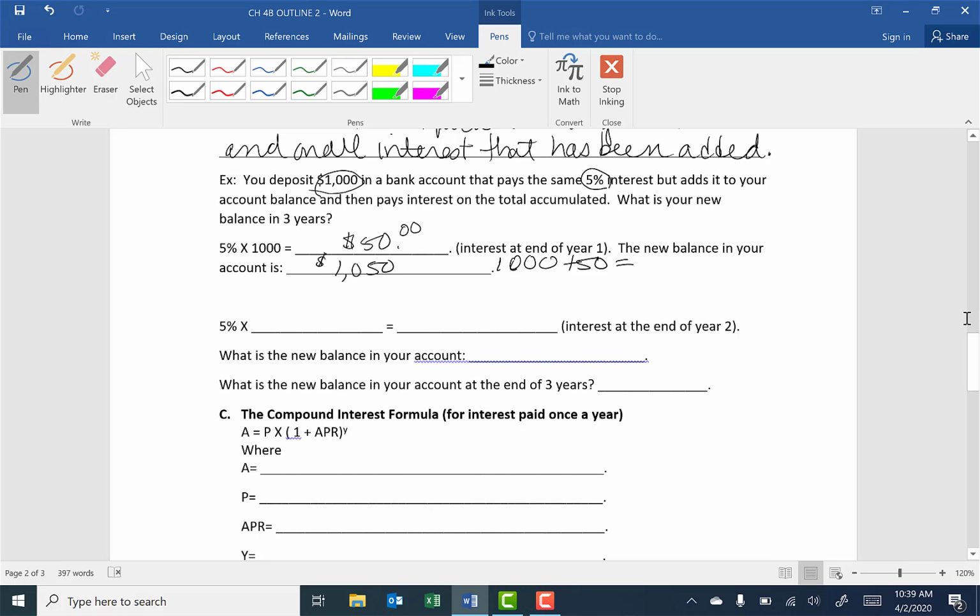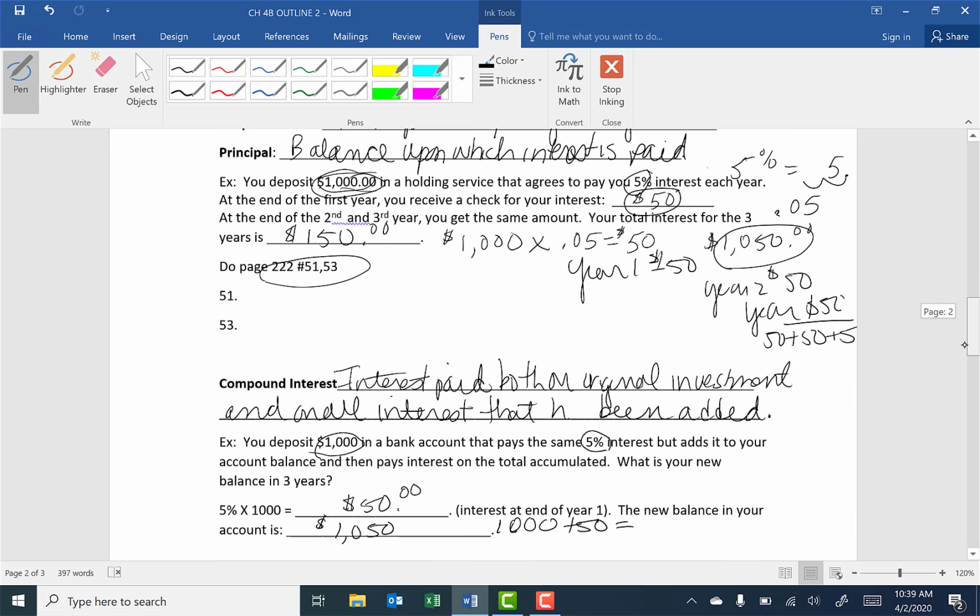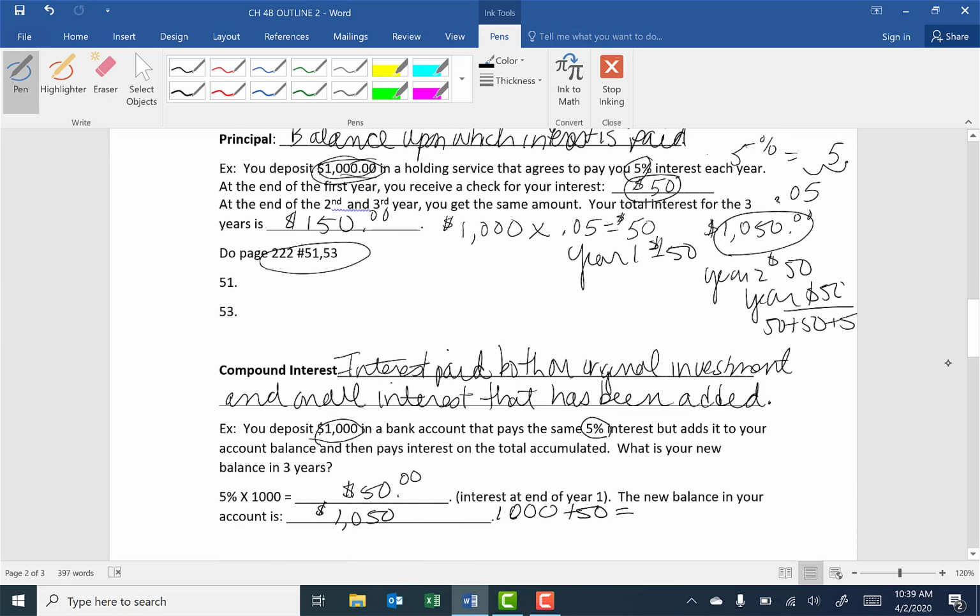Now we looked at simple interest to see how much we would make on our money if we let the bank use it. And we're going to compare that now to compound interest. Compound interest pays interest on your original investment and anything that is added. So we already computed it's the same $1,000 we're giving a bank. We get the same 5% interest, but the difference is that it is compound interest, not simple interest.